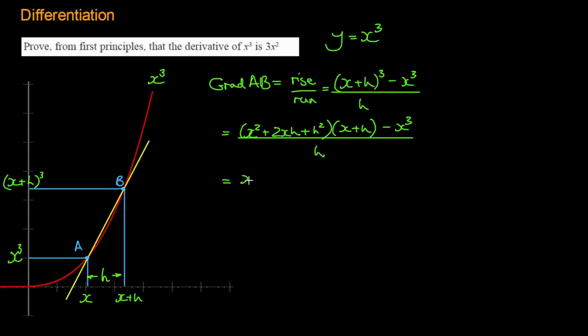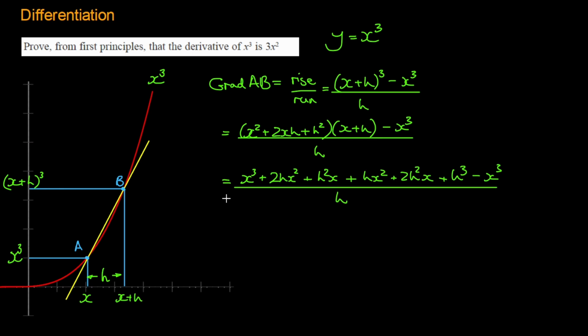So this is equal to x cubed plus 2hx squared plus h squared x, that's the first three terms, now multiplying through by h, and I get plus hx squared plus 2h squared x plus h cubed minus x cubed. And this is all divided by h. Straight away, the two x cubed terms cancel each other out.